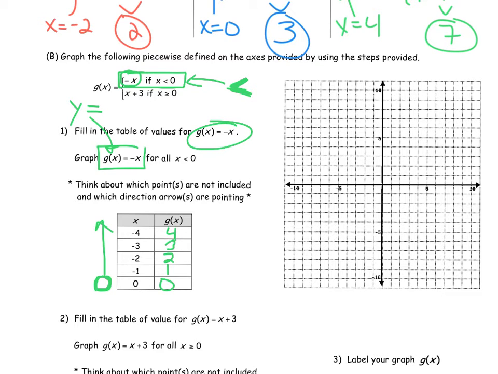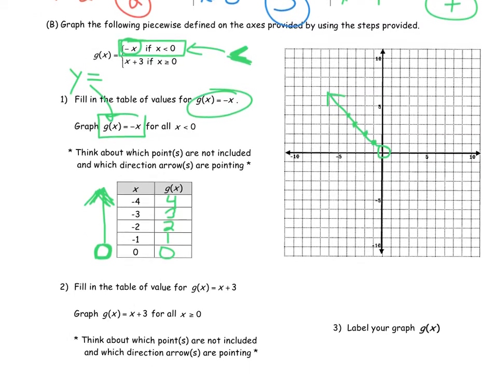So I'm going to graph those points. So I have 0, 0 has an open circle. Negative 1, 1, that's just a point. Negative 2, 2 is a point. Negative 3, 3, and negative 4, 4. Now, notice the arrow, because this is all values less than 0. So to go towards negative infinity, we include that arrow. All right, now we want to take a look at the next piece.